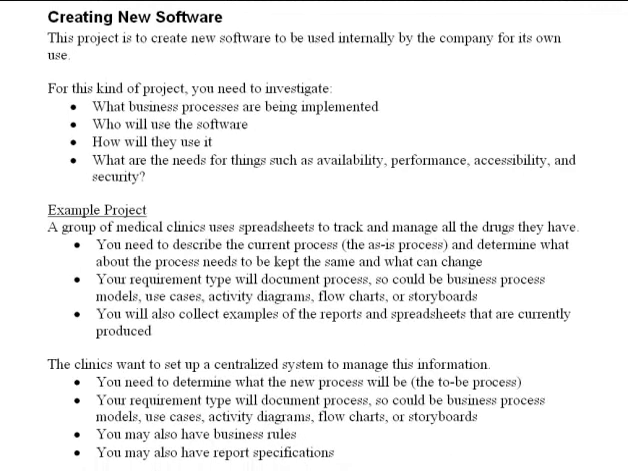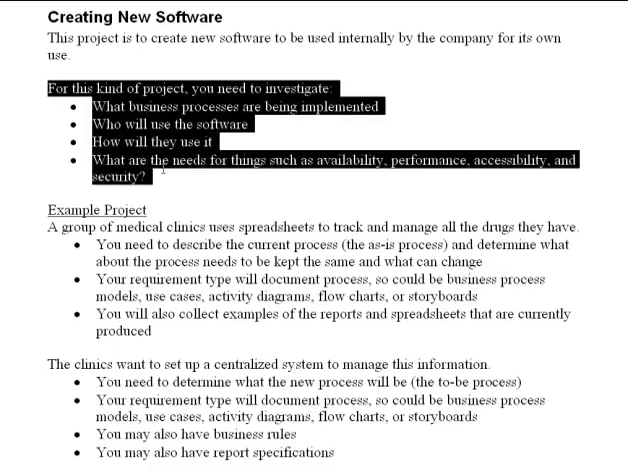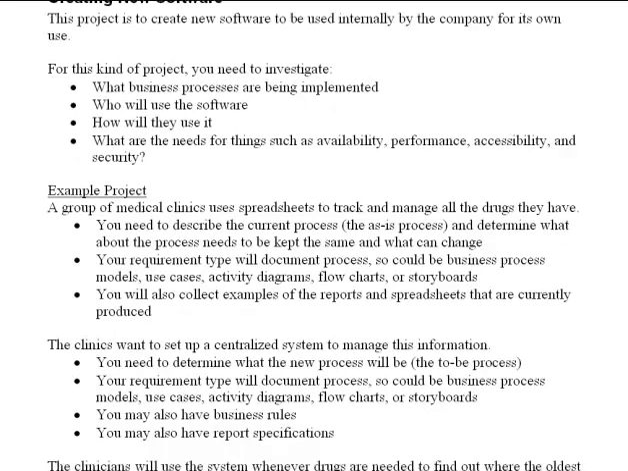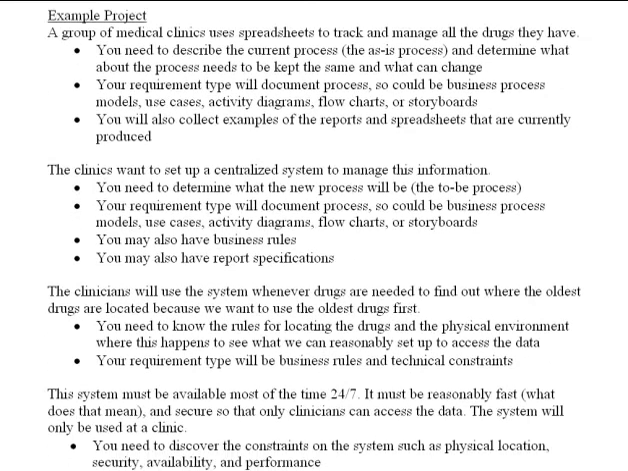Our company is going to create new software. So we're going to create new software we're going to use internally for our own use. So what do we need to know? Well, what business processes are we implementing? Who's going to use this new software? How are they going to use it? And what are the needs for things such as availability, performance, accessibility, and security? I didn't worry about those so much with the other projects because they were updates, so we figured it was already addressed.